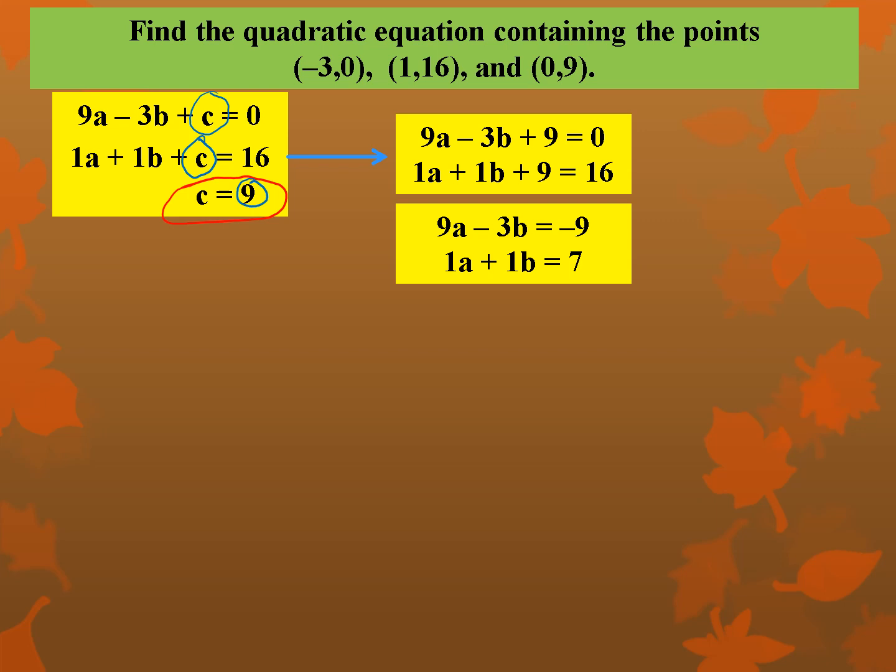So now this is just like 2.1. This is a 2 by 2 system. So it really doesn't matter which variable you get to drop out first.